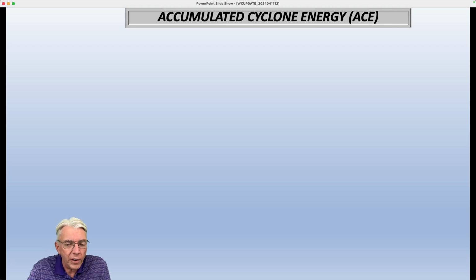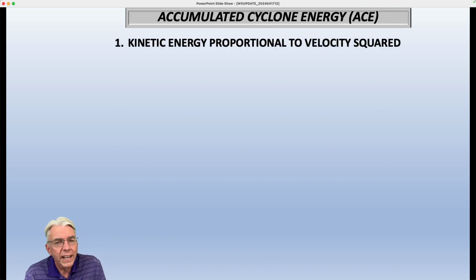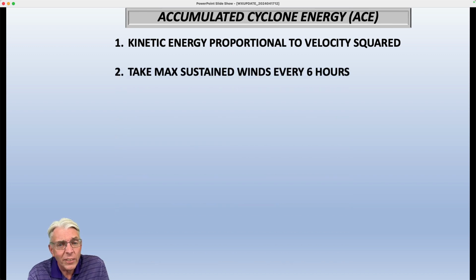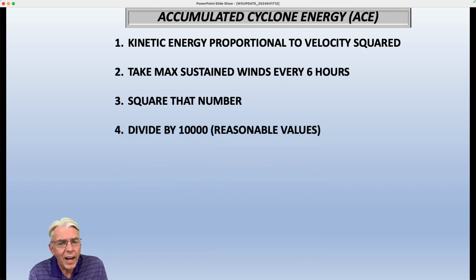And the way this variable works is that we know the kinetic energy is proportional to the velocity squared. Okay, it's mv squared, if I'm remembering correctly. And so the amount of energy in the storm is going to be proportional to the square of the speed, maximum sustained wind speed, whatever it happens to be. And they take this every 6 hours. Now, so you take the max sustained winds every 6 hours within a storm, once it becomes a named storm, you square that number, okay? And then you divide by 10,000.